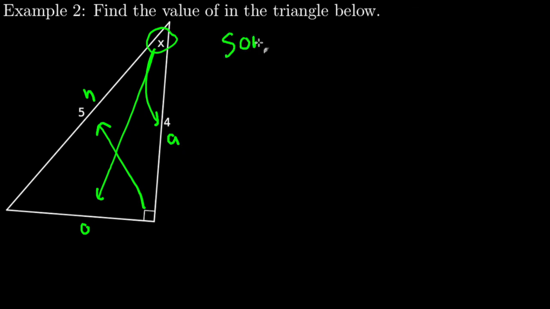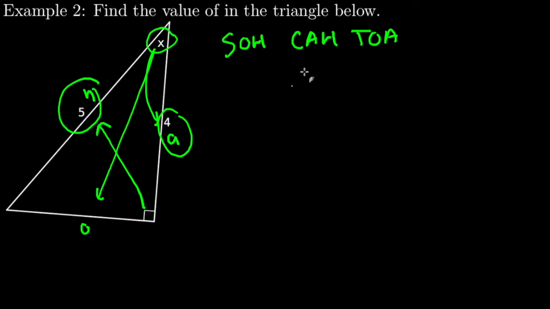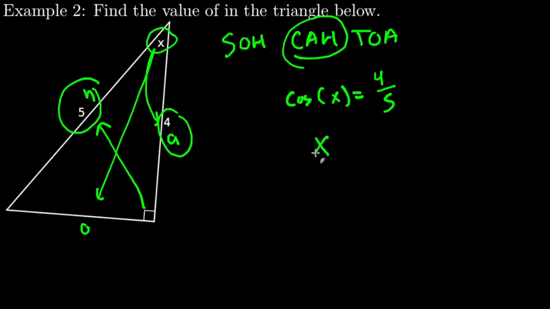I follow SOH CAH TOA. Notice I have H and I have A marked, which means I'm going to be using CAH. So that tells me the cosine of my angle x will equal the adjacent 4 over the hypotenuse 5. To get rid of the cosine, I'll do the inverse cosine of both sides. I get x equals inverse cosine of 4/5.